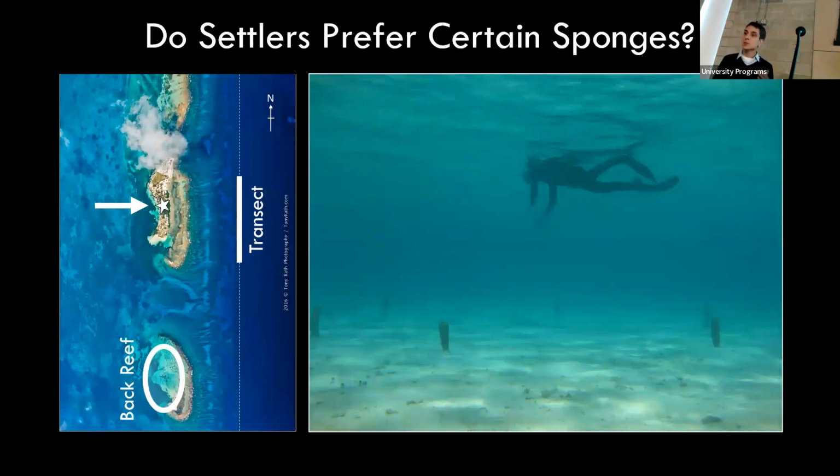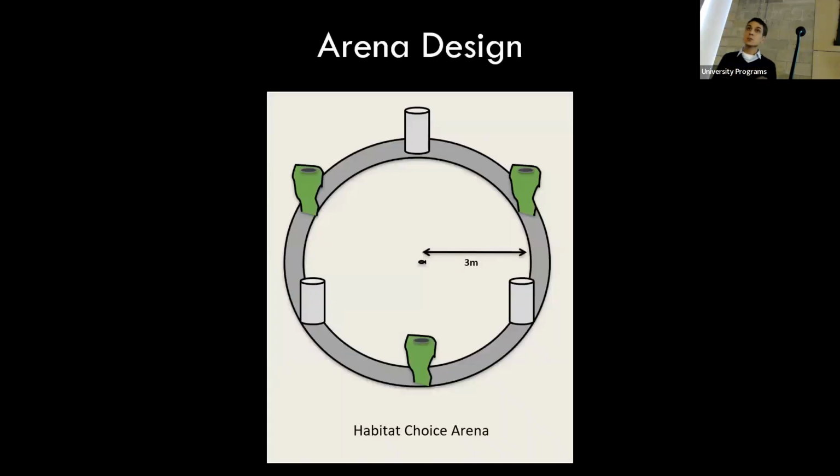Okay, and so to determine whether settlers prefer certain sponges at settlement, I collected settlers from sponges on the reef and then tested their habitat preferences in a circular arena in a kind of sandy area of the back reef back here. The arena was made up of 2 alternating habitat types for a total of 6 habitat choices. After a 2-minute acclimation in the middle of the arena, the settler was released from the center and allowed to choose freely among these habitat types. And then I recorded the first habitat type that they made contact with, so their first choice.